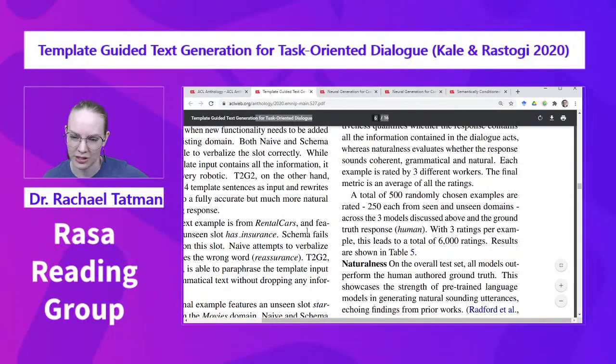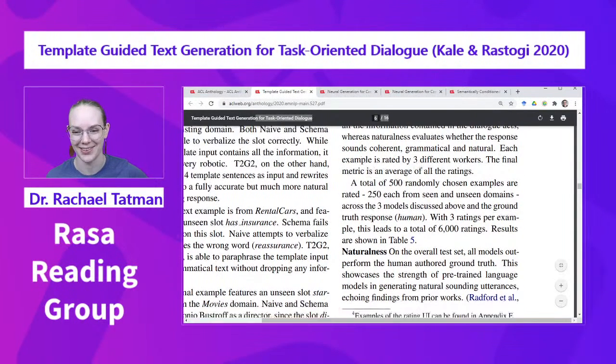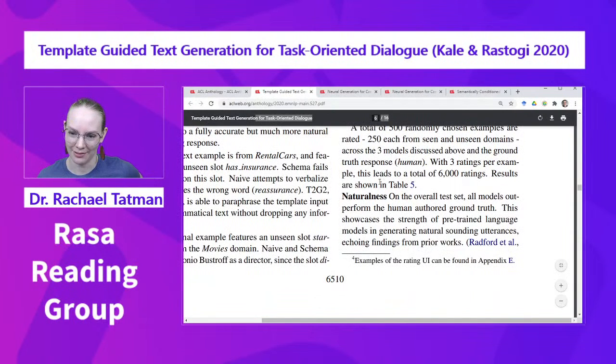A total of 500 randomly chosen examples are rated, 250 from each seen and unseen domains, across 3 models as discussed above, and the ground truth response human. With 3 ratings per example, this leads to a total of 6,000 ratings. Results are shown in Table 5. Naturalness. On the overall test set, all models outperform the human-anchored ground truth.